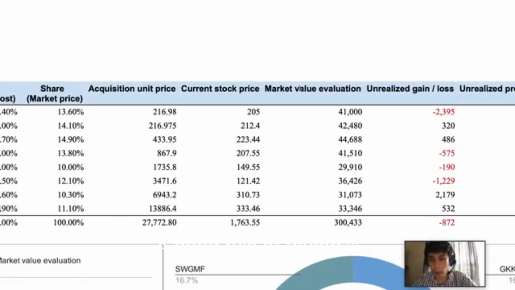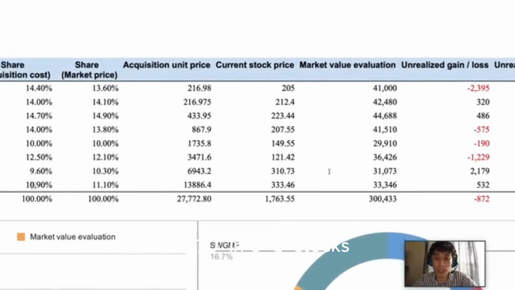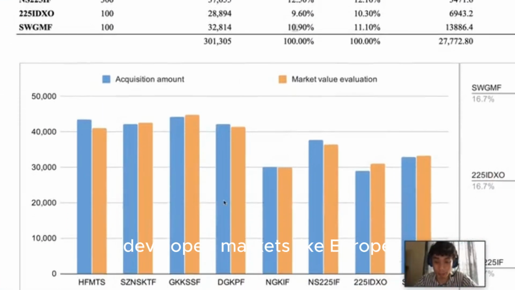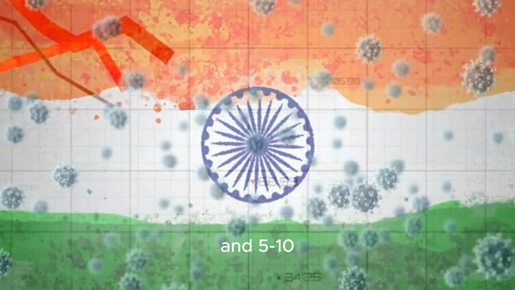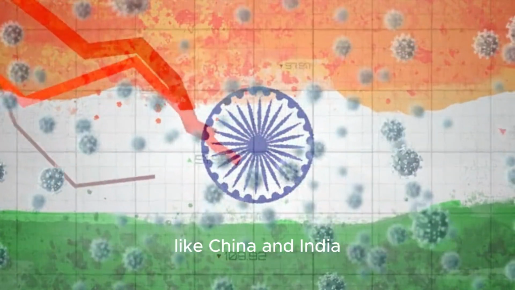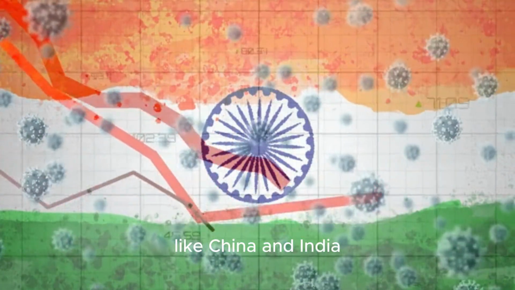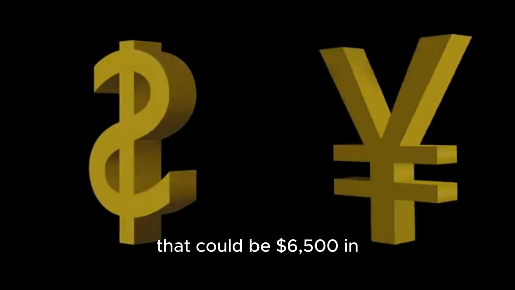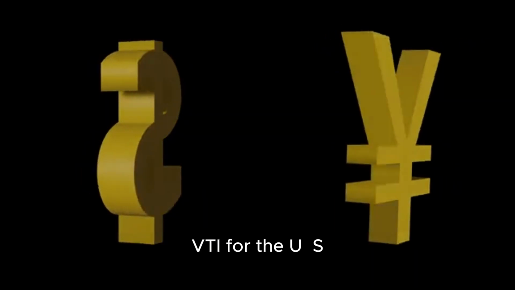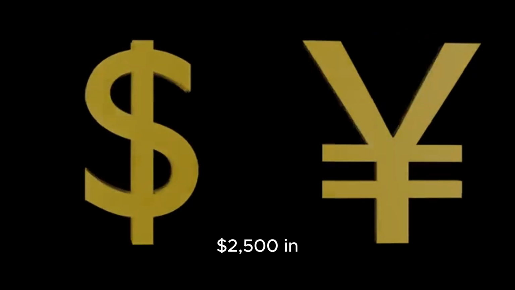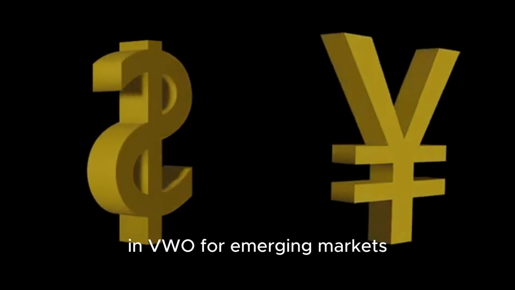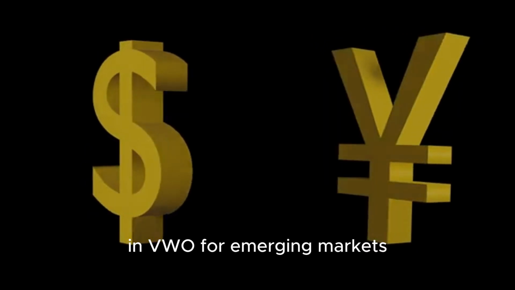A good rule of thumb is 60 to 70% in US stocks, 20 to 25% in international developed markets like Europe and Japan, and 5 to 10% in emerging markets like China and India. For a $10,000 stock portfolio, that could be $6,500 in VTI for the U.S., $2,500 in VXUS for international, and $1,000 in VWO for emerging markets.